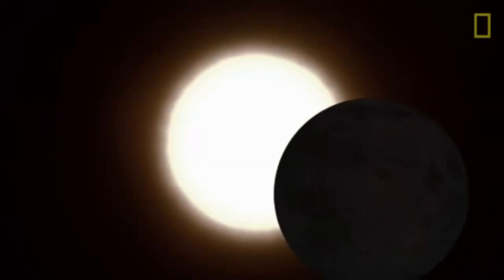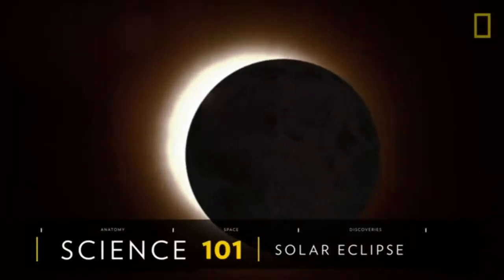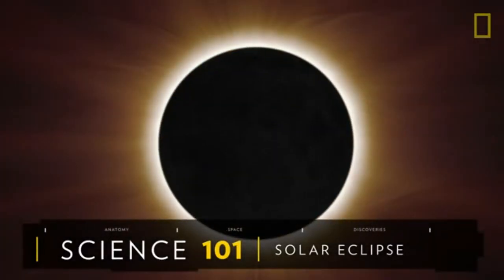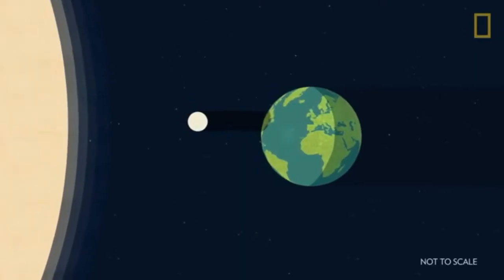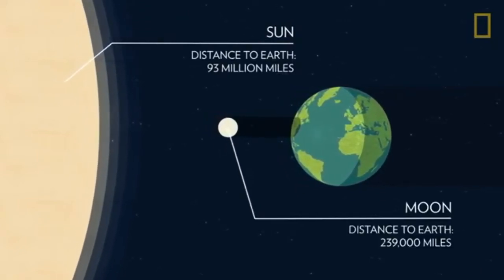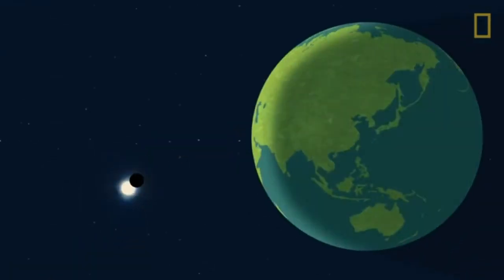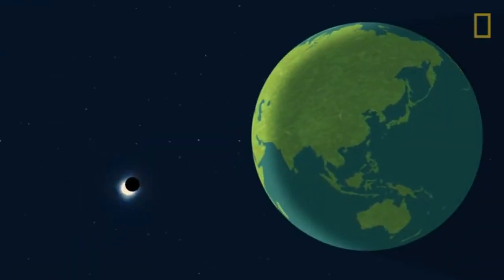A solar eclipse happens when a new moon moves between the Earth and the Sun, blocking some or all of the Sun's rays from reaching the Earth. By cosmic chance, even though the Sun is 400 times wider than the Moon, it's also 400 times farther away. Therefore, the 2 objects appear the same size in our sky.